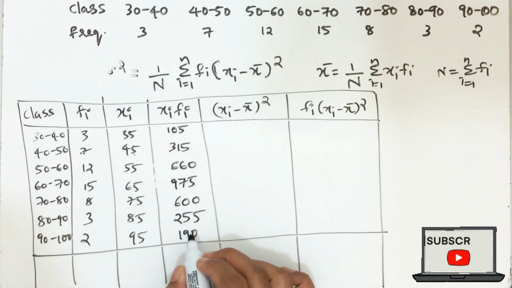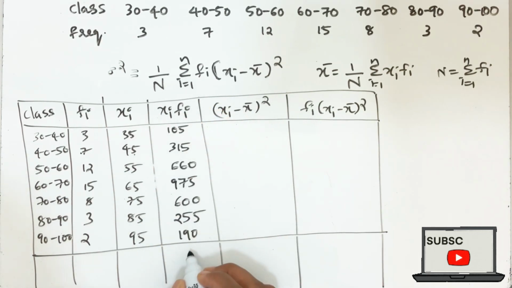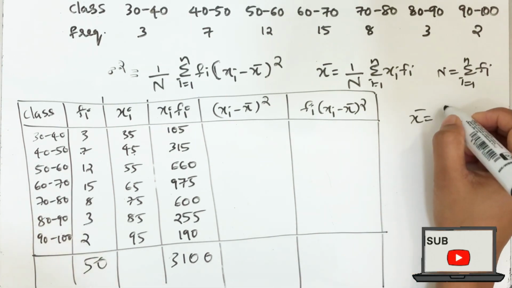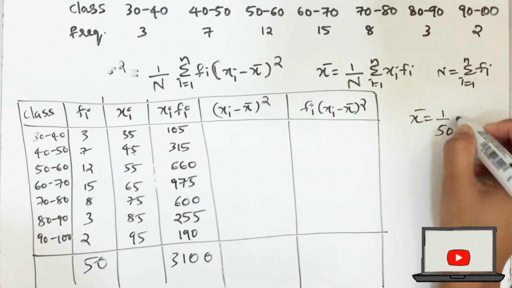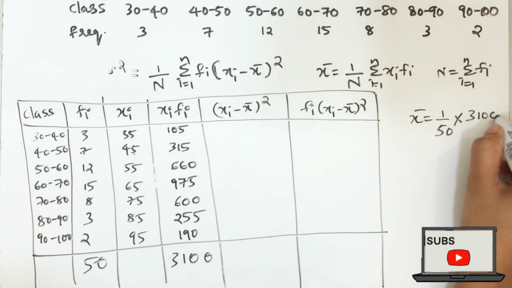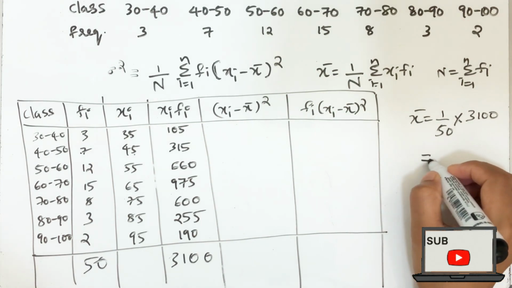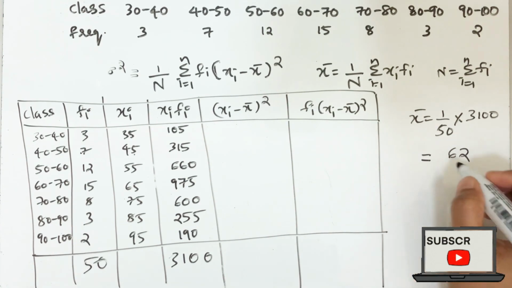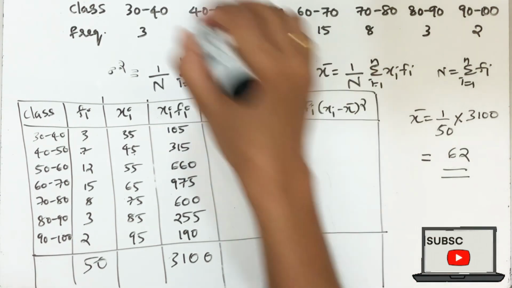So we have xi into fi. Find its sum. Sigma xi into fi. It will be 3100. And what is sigma fi? Total frequency. N is equal to 50. So we can write x bar is equal to 1 by 50 into sigma xi fi. That is 3100. Which will be equal to 62. So we have found the mean.